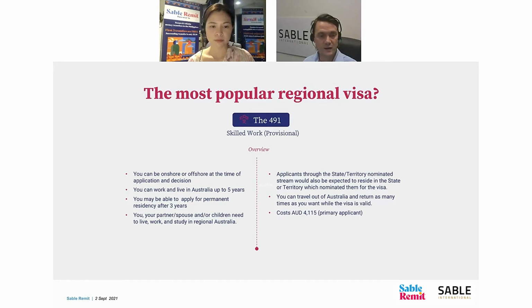So getting back to the 491 and what it is, it will be granted to you for a period of 5 years. So you can come to Australia, you can live and work in Australia for a period of up to 5 years. But the aim of the game should be to transition to a permanent visa after you've lived and worked in Australia for a period of time. So the regulation says that you must live and work here in Australia for 3 years, or you're eligible to then make an application for a permanent visa.